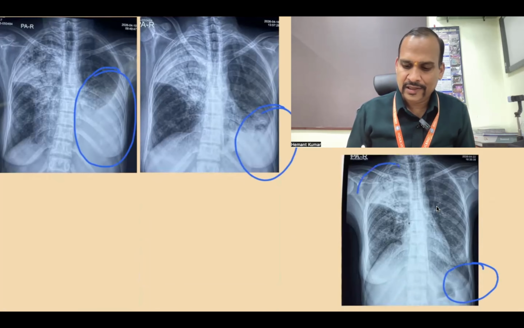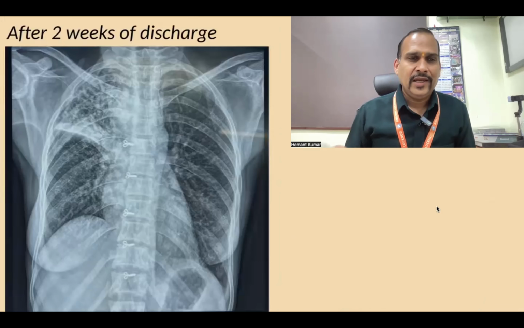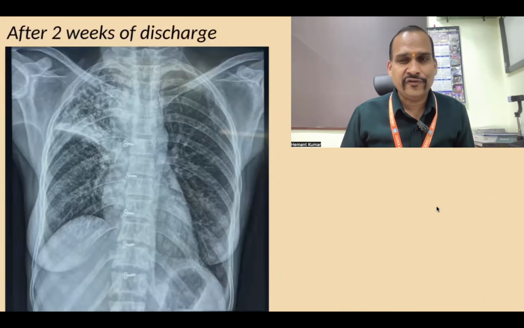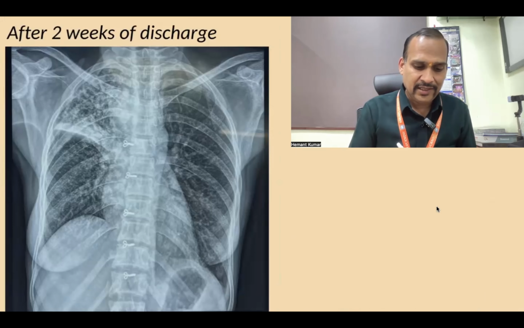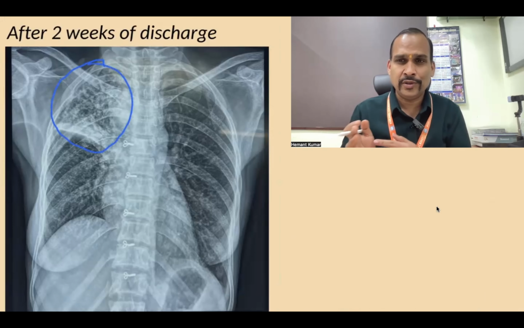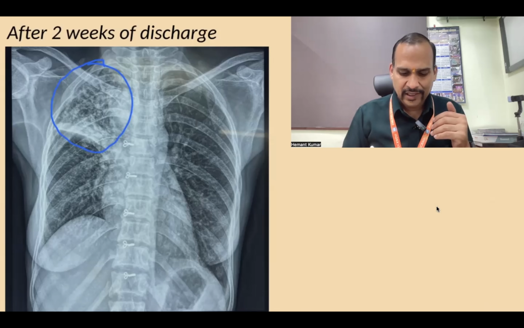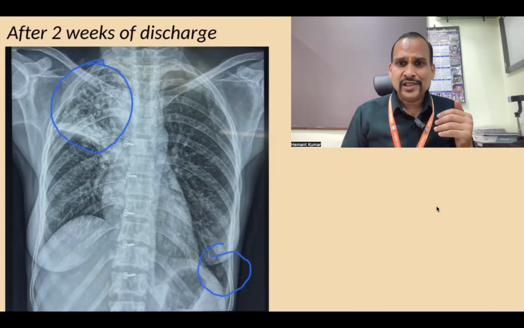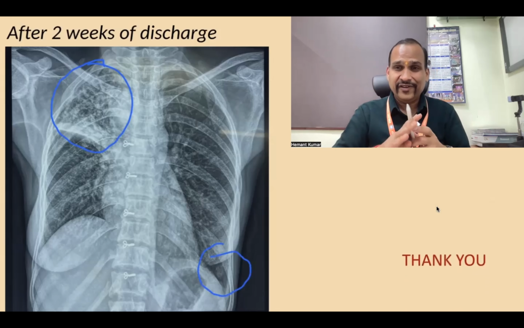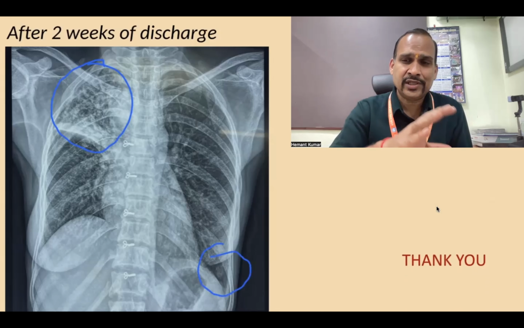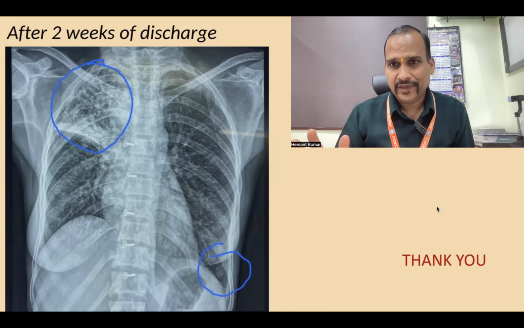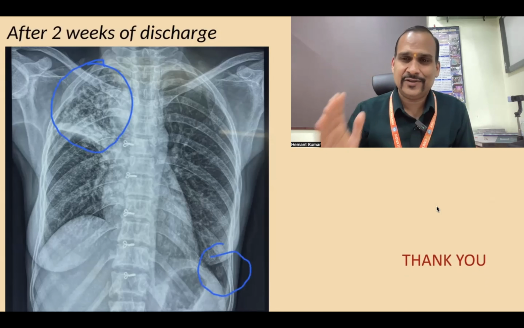But you can see there is consolidation, and this is after 2 weeks of discharge. We can see there is resolution of consolidation, in the resolving phase, not resolved, but in the resolution phase. Consolidation is resolving. There is no pleural effusion. So this is how we have to investigate a patient of consolidation with effusion. This is how we have to manage this patient.